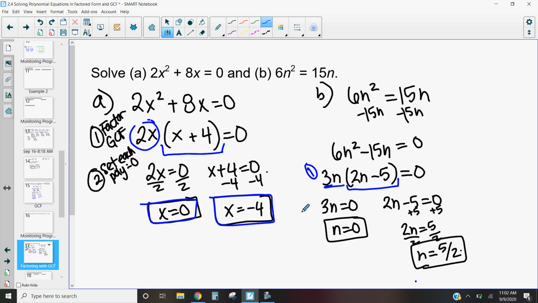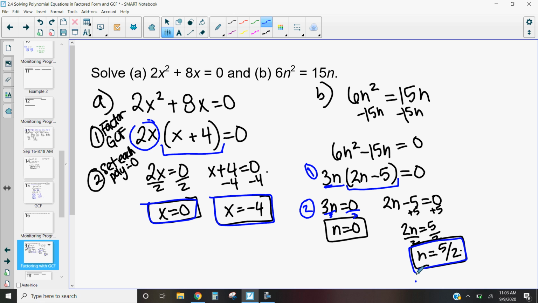So then in step 2, remember, we're going to set those both equal to 0. So 3n equals 0, which means that n equals 0, because I just divide by 3 here. In this case, I've got 2n minus 5 equals 0, and I need to get that n all by itself. So I'm going to add 5 to both sides, divide by 2, and I got n equals 5/2. Now notice these solutions are not always going to be integers.